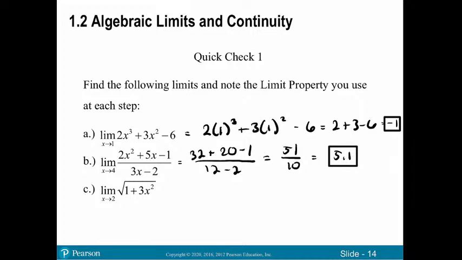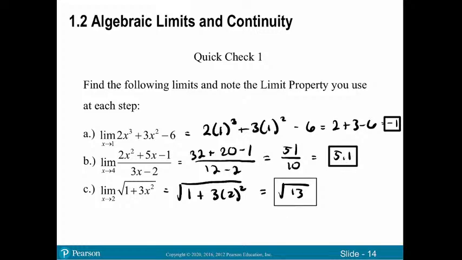And let's just do something similar here. I know I'm not stating the limit properties, I'm just doing it for the sake of time. So if we just substitute here, we got 1 plus 3 times 2 squared, okay? Which is going to be the square root of what? 2 squared is 4, times 3 is 12, so that's 13. Let's just go with these, just for the sake of simplicity and time.